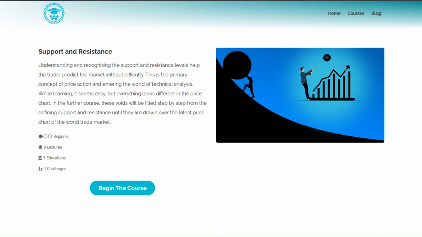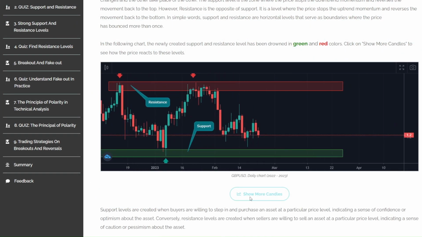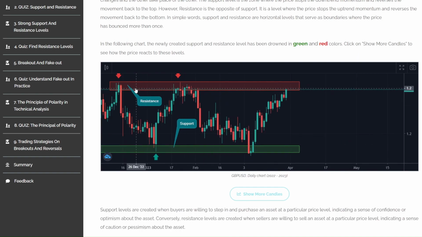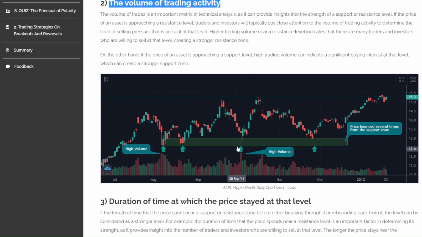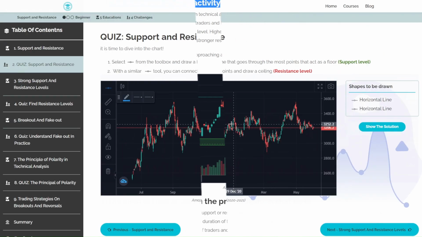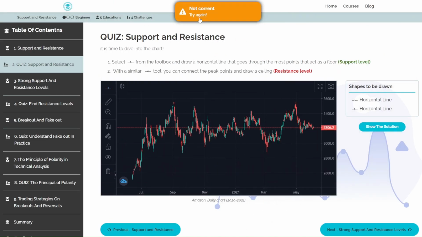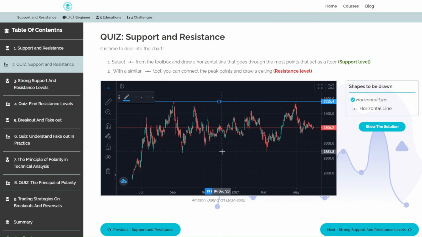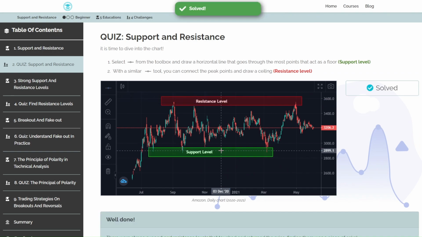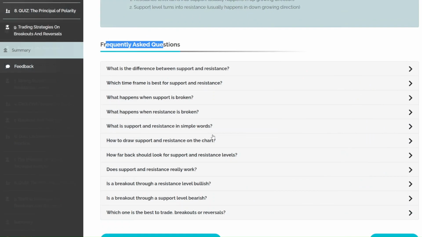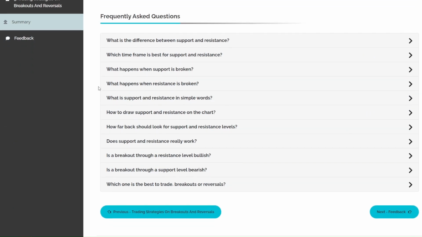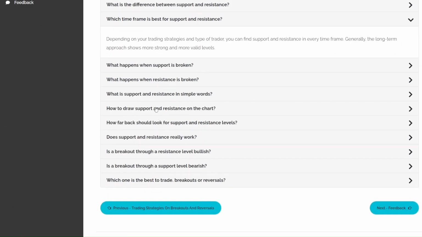It has 9 lectures, 5 educative and 4 challenges, and each educative lecture has its own interactive chart with the real data that you need to know, the shapes, everything that helps you understand the concept better, as well as the challenges and quizzes that will help you not just gain the knowledge, but immediately turn it into the experience you need when you want to trade in the future. This is something that you should not miss, so let's begin with the course.